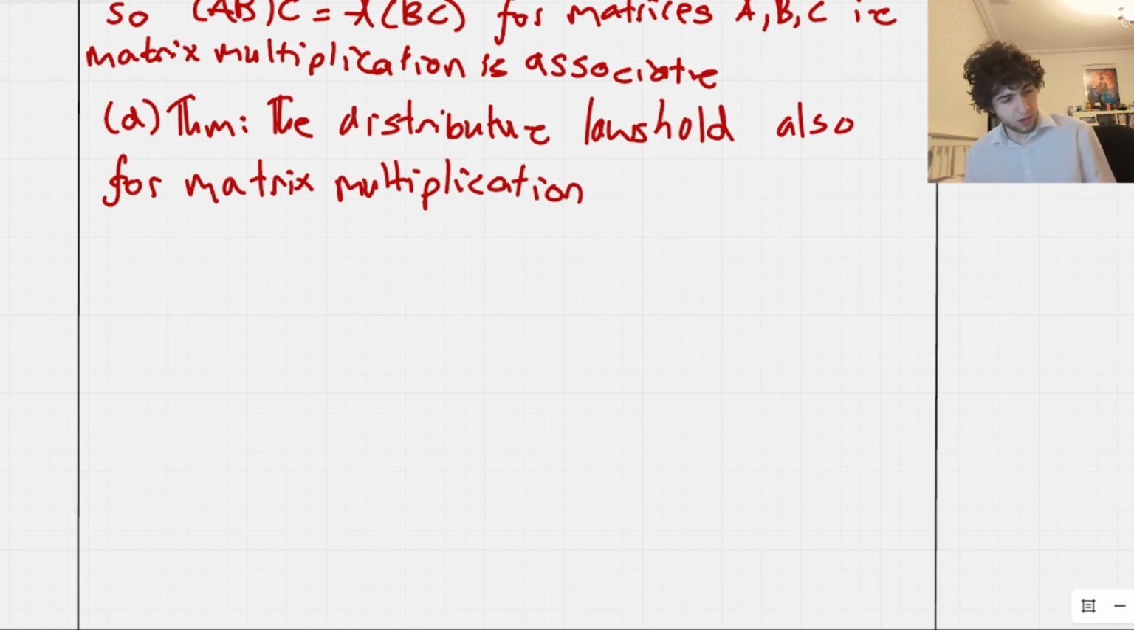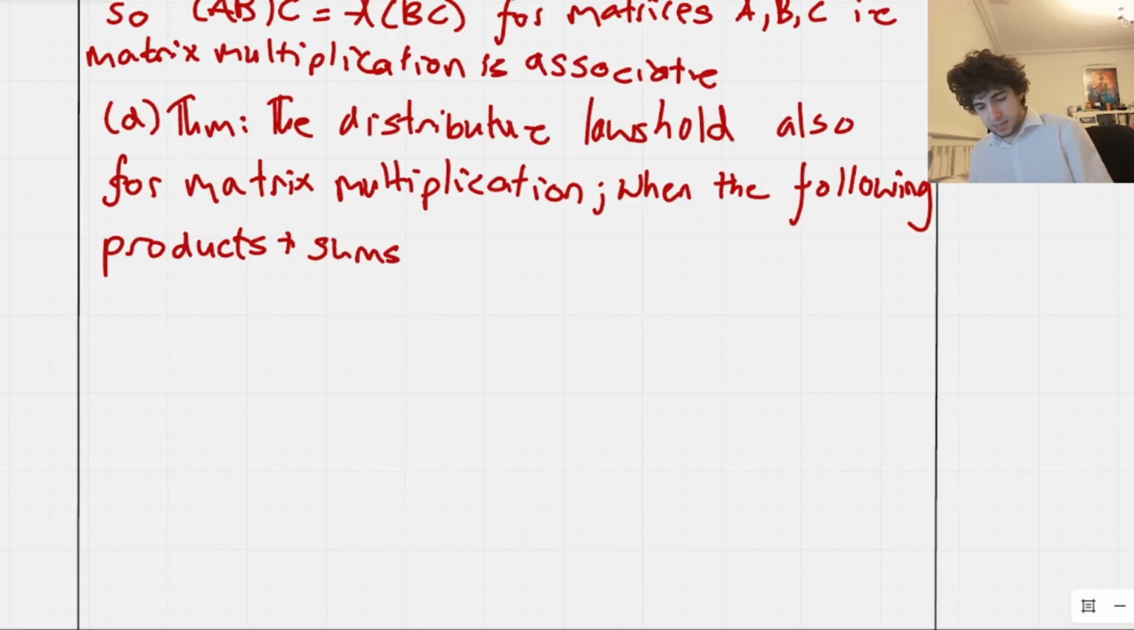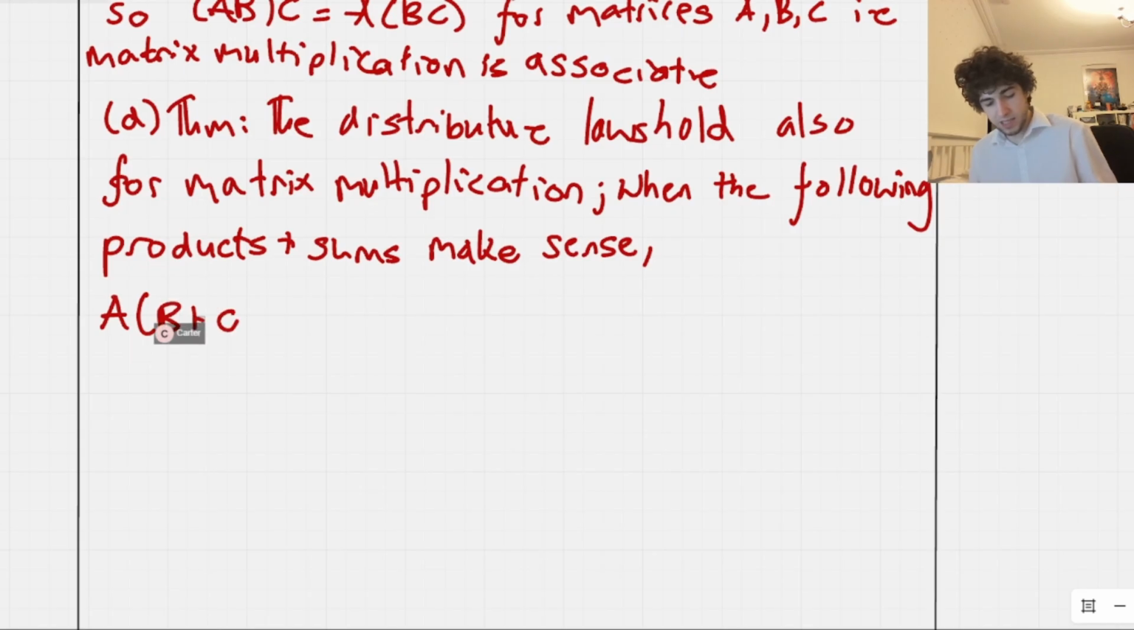Okay, so when the following products and sums make sense, right? Because again, you can't add two matrices unless they're the same size, and obviously the product you already know, and that's defined from today. So whenever they do make sense, just infer what the dimensions of the matrices are going to be, such that the products and the sums all make sense.